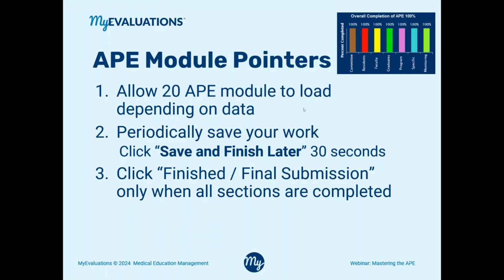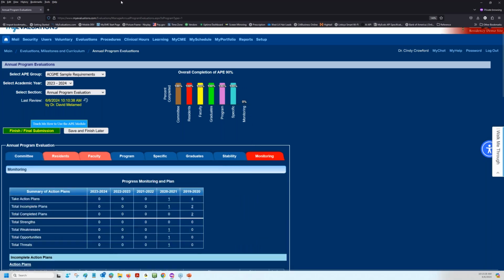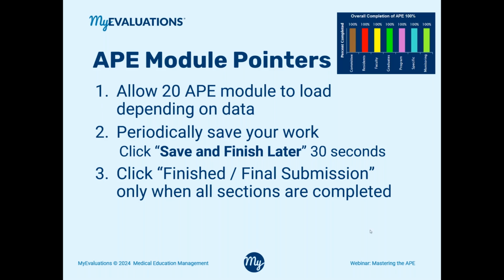So when looking at this process, you'll notice that you have 2 buttons here. You have a Save and Finish Later button, and you have a Finished Final Submission button. If you click the Finish button before all the issues have been addressed, it's simply going to tell you you can't finish it because there are certain items that still need to be completed. You can see in here I'm close to being finished, but I still have items in the monitoring section that I need to review and take action on. We're going to discuss that during our webinar today.